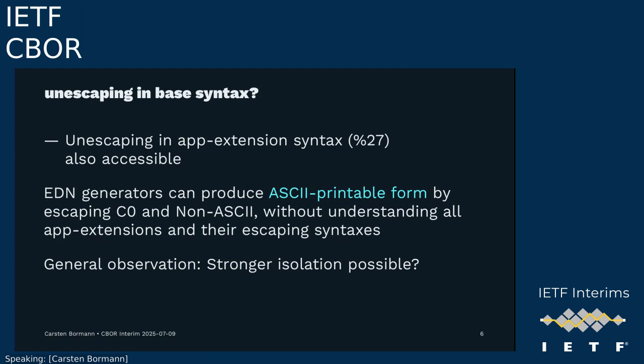Yeah, but in any case, the assumption is that the application extension really is in control of the syntax, and it may not actually be doing the parsing of that syntax in an ABNF-based way. There may be a library that is getting used and so on. So we cannot really assume that the application extension neatly fits into the existing implementation of EDN. So one of the nice things of providing isolation is that an EDN generator might be able to produce an ASCII printable form of EDN without understanding all app extensions and their escaping syntaxes. So I think this is an extremely valuable property of JSON that we want to preserve here.